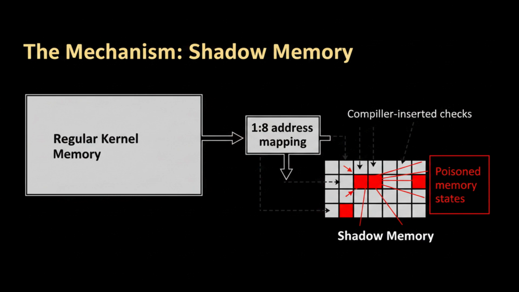The core of generic KASAN's power is shadow memory. For every 8 bytes of regular kernel memory, KASAN allocates 1 byte of shadow memory. This 1-to-8 address mapping allows KASAN to track the state of every single memory byte. If a byte in shadow memory is 0, it means all 8 corresponding bytes of kernel memory are valid to access. If it contains a negative value, it indicates that the memory is poisoned or restricted. When the kernel attempts to read or write, the compiler-inserted checks verify the shadow memory first. If the shadow byte indicates an invalid state, KASAN immediately triggers a report. This simple yet effective mapping is what allows for precise detection without the complexity of traditional hardware watchpoints.